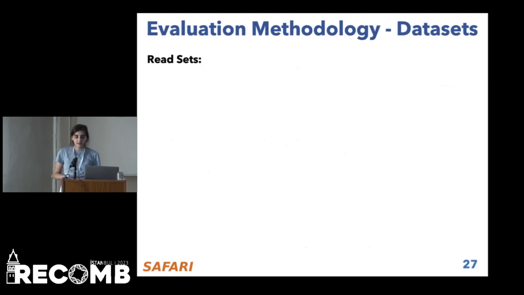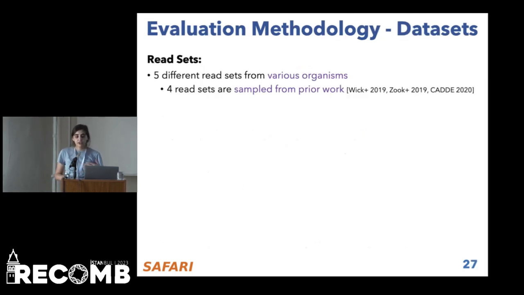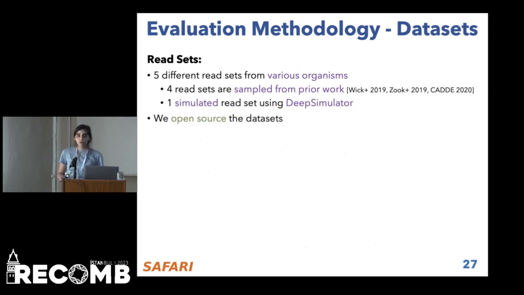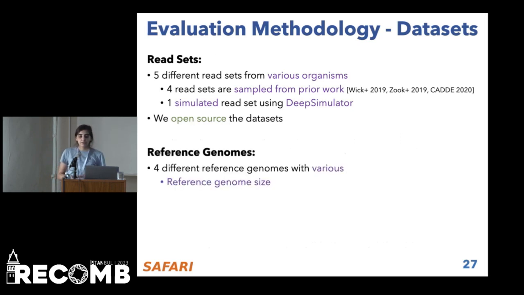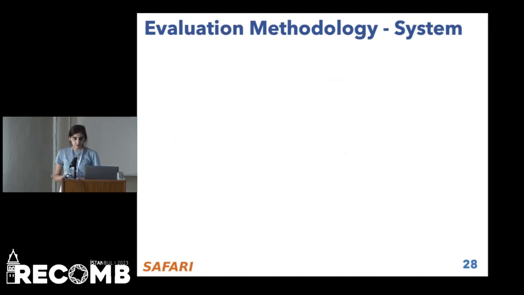We have various data sets, 5 different data sets from various organisms. 4 of them are samples from prior work, 1 is simulated using a simulator. But we open source everything, so anyone can reproduce our results. And we have 4 different reference genomes with various reference genome sizes and ratios of useful reads.